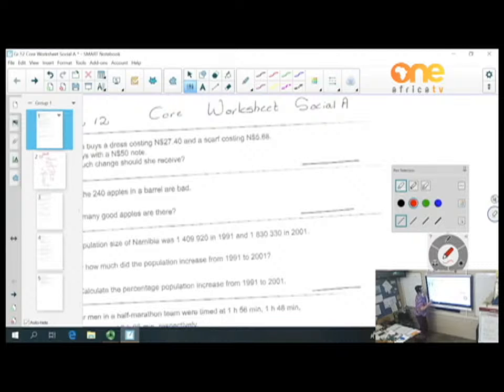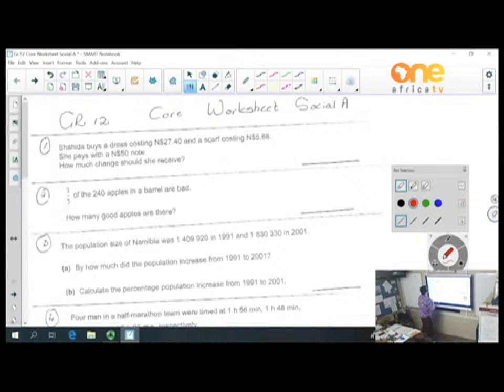Right, so there's the first one now. Okay, Shahida buys a dress costing $27.40 and a scarf costing $5.68. She pays with a $50 note. How much change should she receive? So you just subtract everything from 50, isn't it? Very easy. And I got 16.92. Remember, money is 2 decimal places. They're going to penalize you if you don't do that.